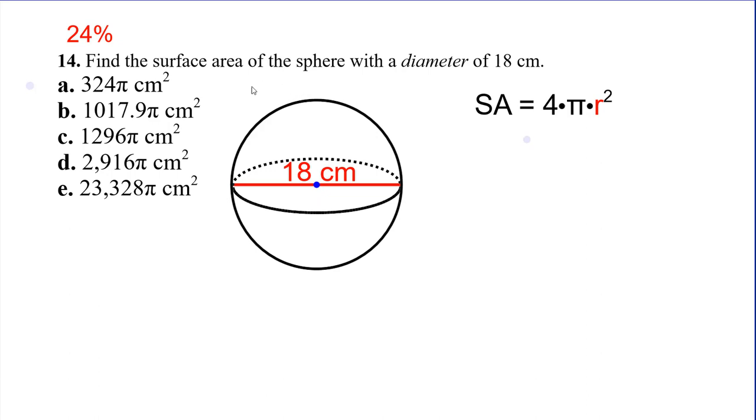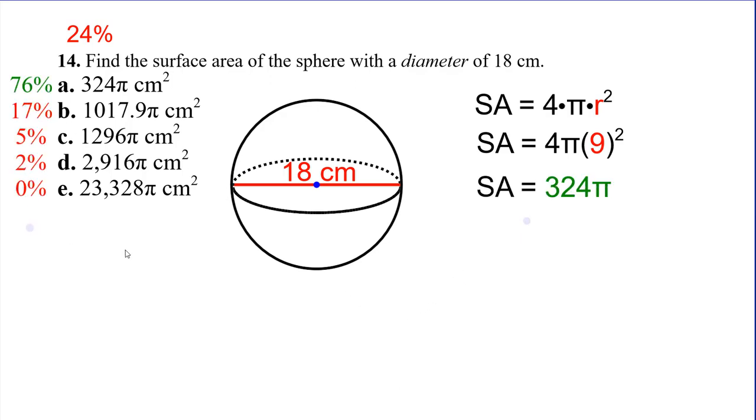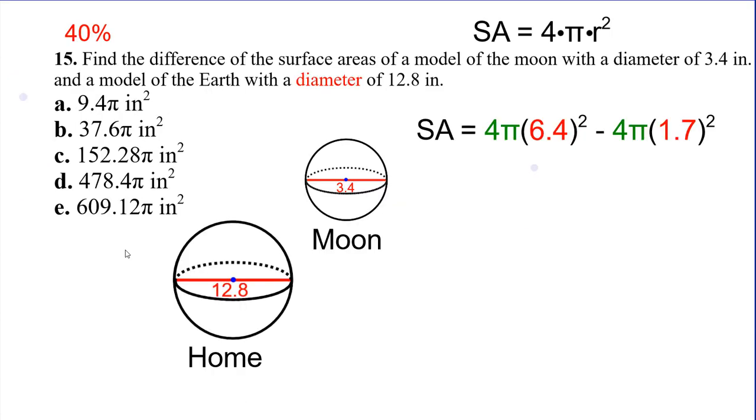Anyway, find the surface area of a sphere with a diameter, again, diameter of 18 centimeters. So surface area, we need to take 18 divided by 2, which is going to be 9. So 4 pi times 9 squared. 81 times 4 is going to be 324 pi. All right, looks like most of you guys got that one right. So you weren't even tricked.